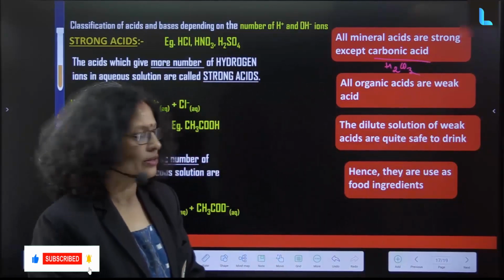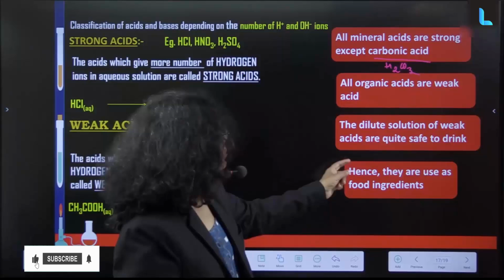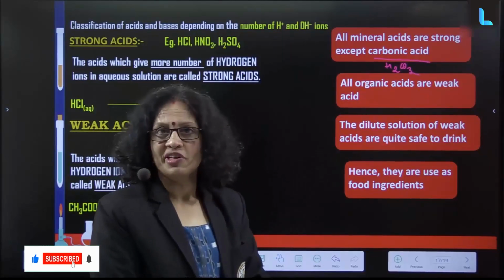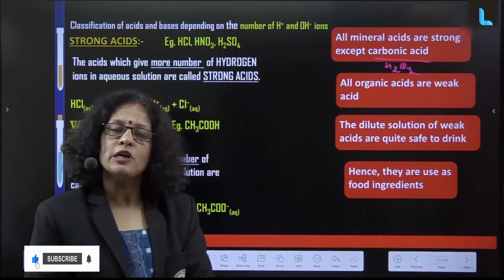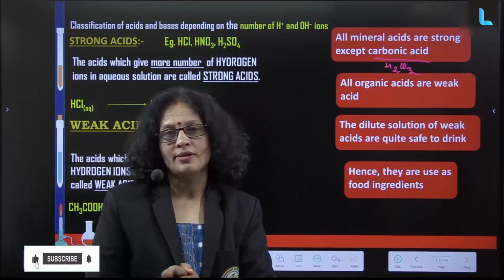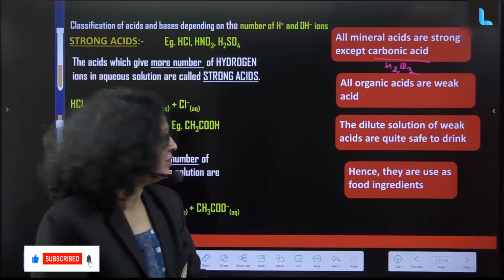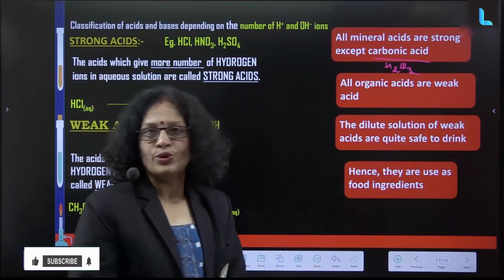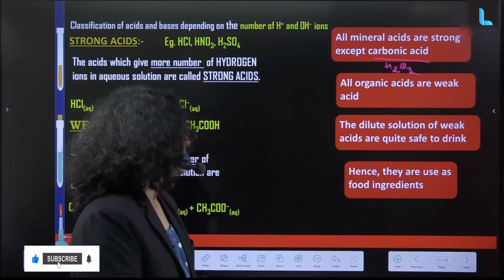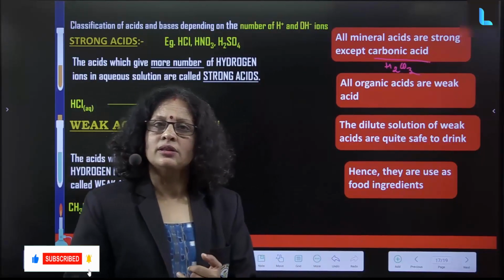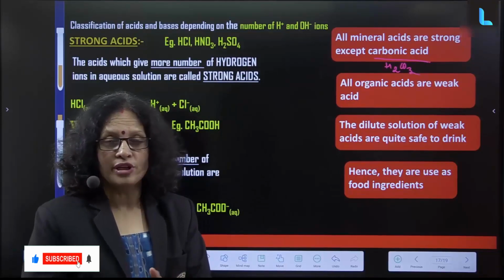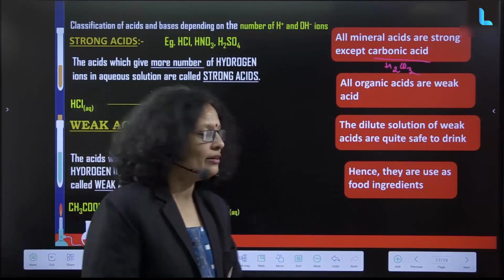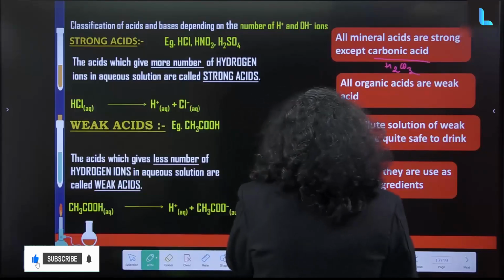All organic acids are weak acids. A dilute solution of weak acid is quite safe to drink, because when the water quantity is more, the acid will not cause any harm inside the stomach or intestine. Hence they are used as food ingredients. Most food ingredients, like lemon juice and tamarind, are acidic in nature.